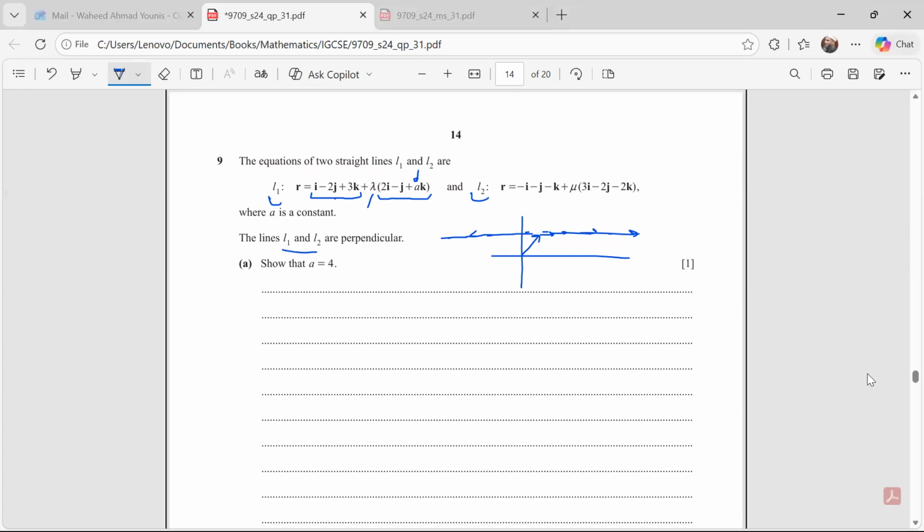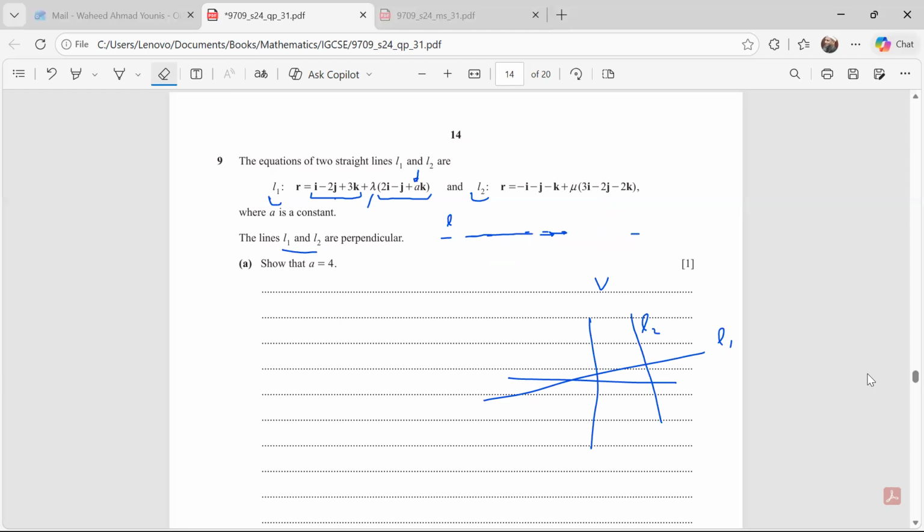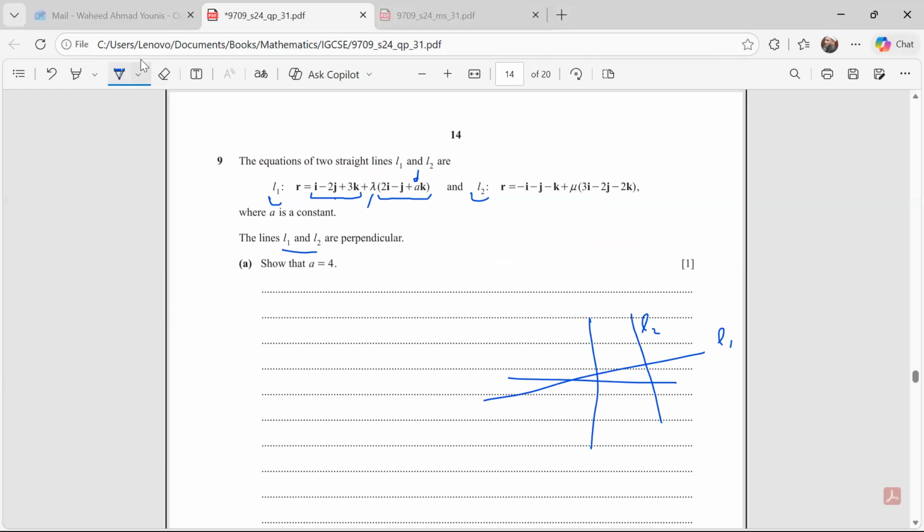Now, this is line L1 and this is line L2. Let me sketch them again. Let's say this is the y-axis and x-axis, this is line L1 and this is line L2. I will erase this whole thing. You can see that even if I move the location of these L1 and L2 lines, they will still remain perpendicular to each other.